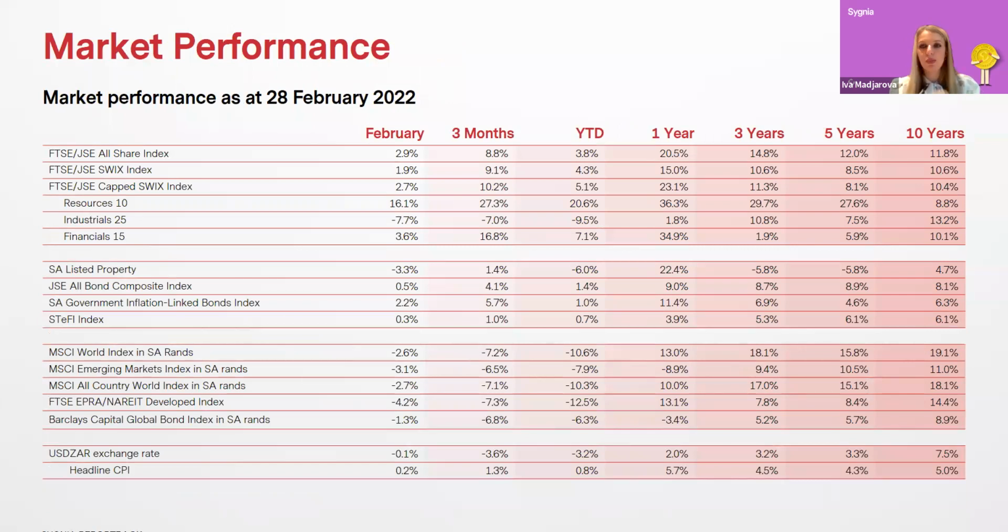How did markets do? This is quite a busy slide. It's got a lot of numbers, so I'm specifically going to focus on the 1-year numbers for today. We can see if we look down the 1-year column that it's mostly positive, good returns that markets gave us for the 1 year to the end of February. A couple of things to point out. Firstly, there is quite a big difference between the return of the SWIX and the capped SWIX index.